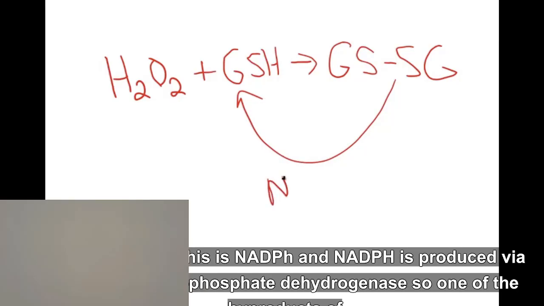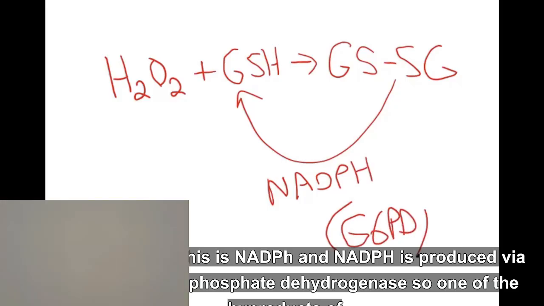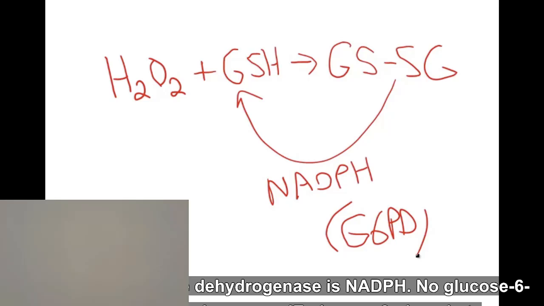However, in order to continue to protect the cell against oxidative stress, it needs to be reduced back into glutathione. The molecule that's necessary to do this is NADPH. And NADPH is produced via G6PD, glucose-6-phosphate dehydrogenase. So one of the byproducts of glucose-6-phosphate dehydrogenase is NADPH.